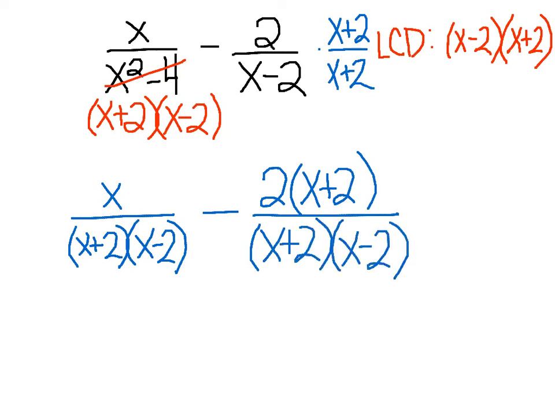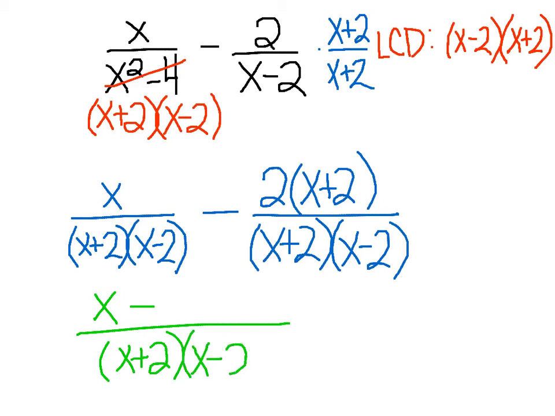Step 3, you're going to add or subtract. So we need to first multiply out. We're going to have x minus, now I like to put everything over the denominator. So x plus 2 times x minus 2. And we're going to have x minus, now we're going to distribute the 2, so x minus 2x plus 4.